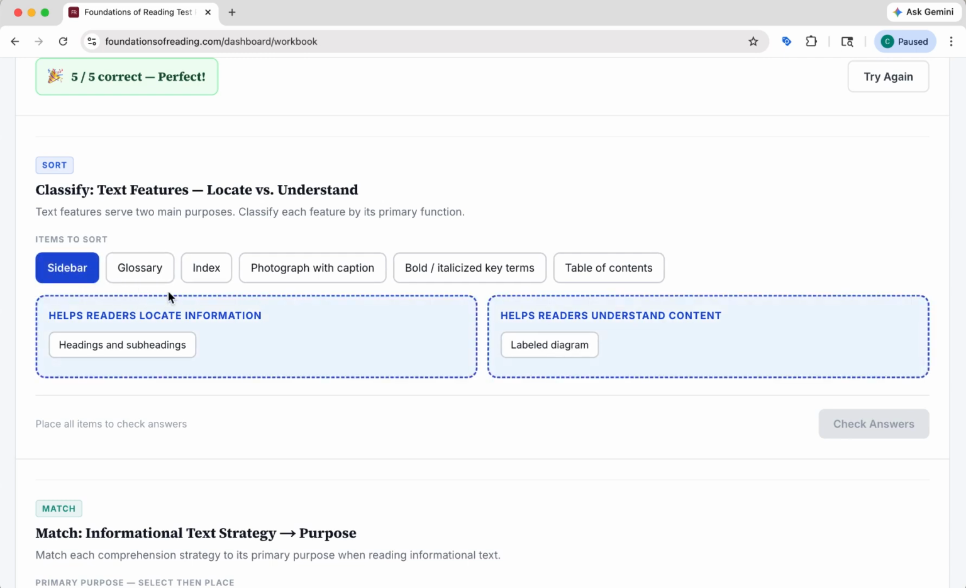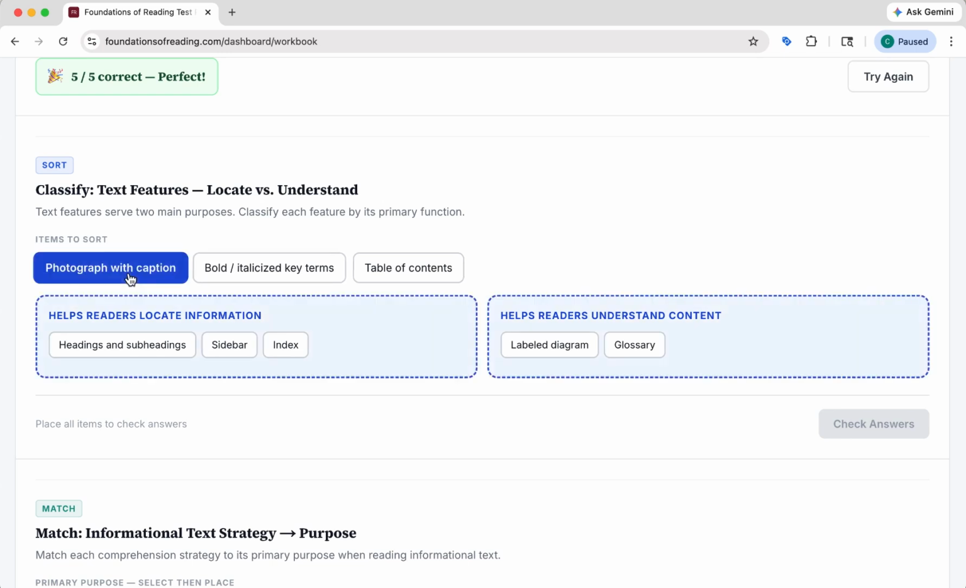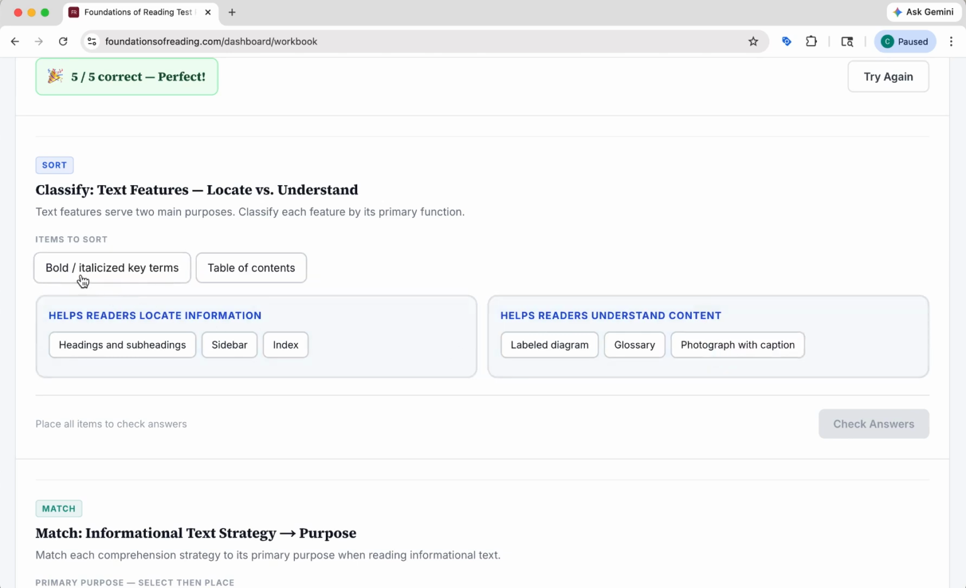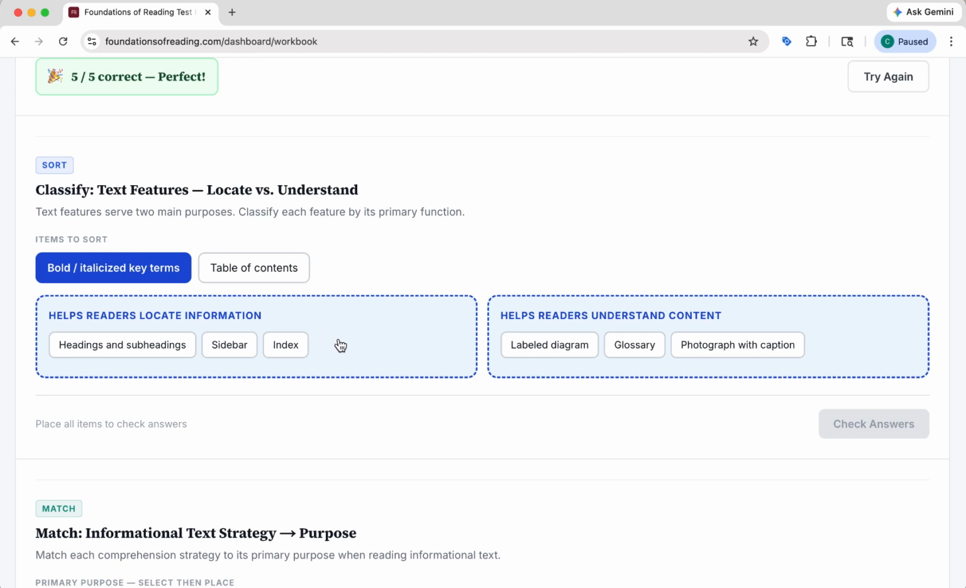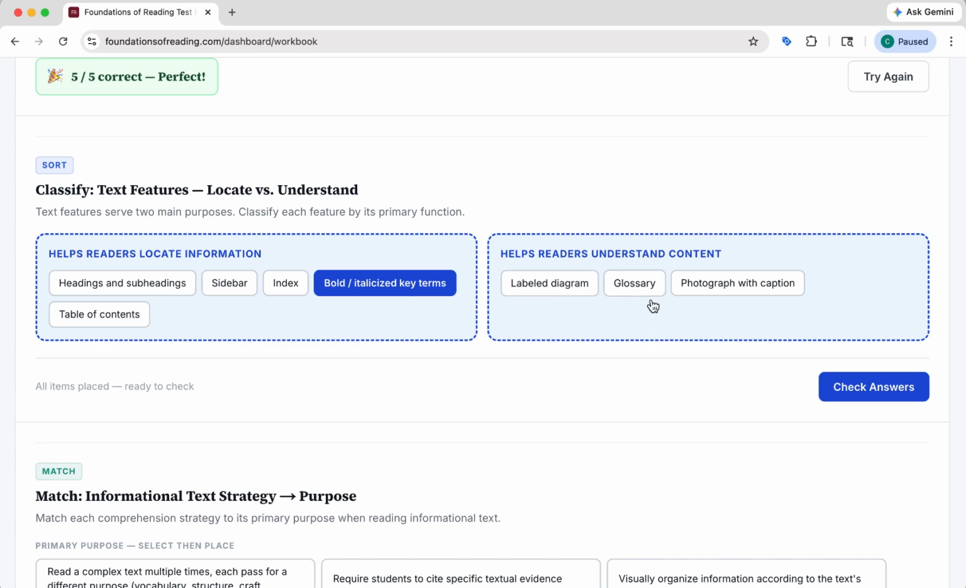Sidebar is helps readers locate. I would say helps, there we go. Glossary, helps readers locate. Glossary, understand. Glossary is okay, I think the index would help locate, but the glossary would help understand because the definitions are there. Photograph, the photograph helps understand. Bold, italicized, could probably help maybe locate? I mean, you see the bold terms quickly, right? Table of contents. I'm kind of assuming that this actually goes there.